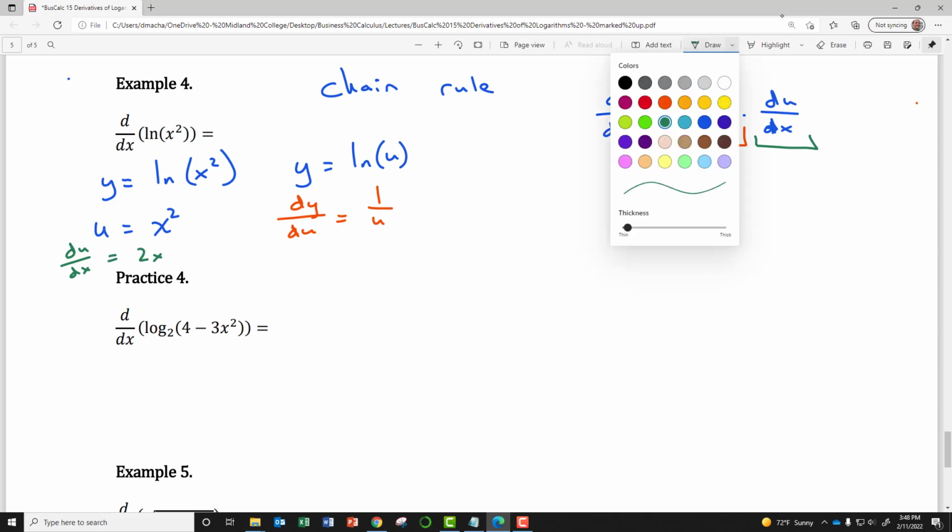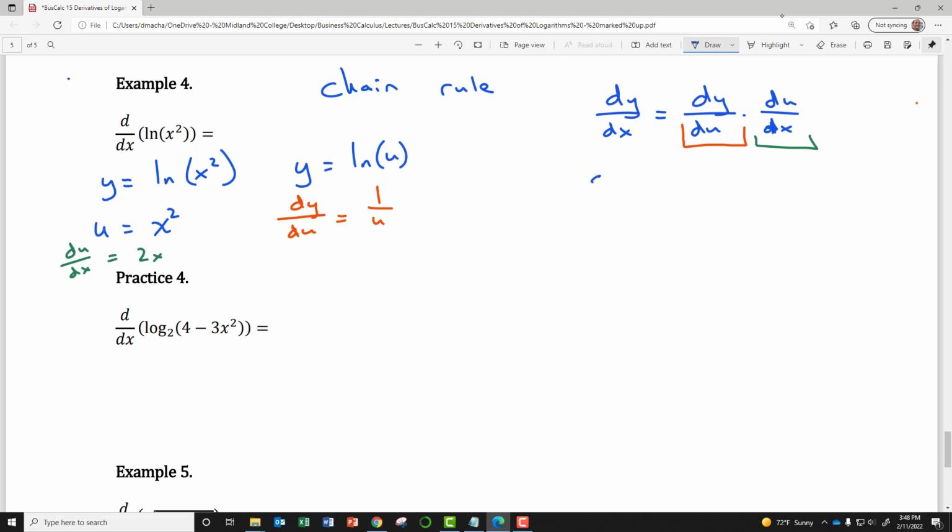Putting all of this together, back over here, I have dy dx is equal to dy du, which is 1 over u, times du dx, which is 2x. And remember that u, by definition, is just x squared. So this is 1 over x squared times 2x. And so what I'm looking for here, the final answer, when I cancel an x in the numerator and an x in the denominator, is 2 over x. So that's pretty neat.